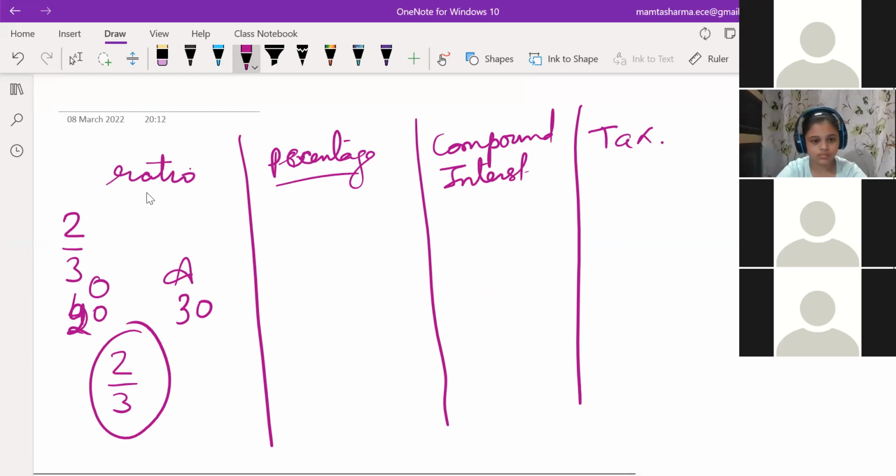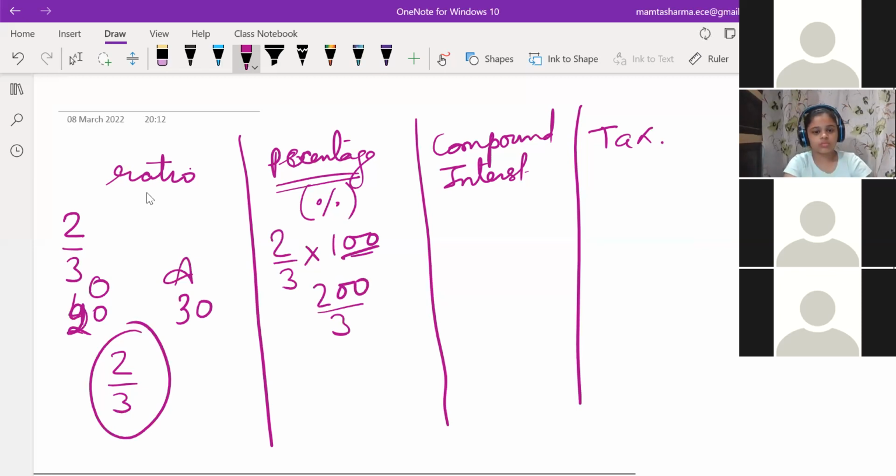Now percentage. What do you mean by percentage? You use this symbol. If I say convert this ratio into percentage, percentage means multiply by 100. Anything you have to convert into percentage, just multiply that quantity with 100. So it would be 200 by 3%. Clear? 200 divided by 3 would be 66.66%.